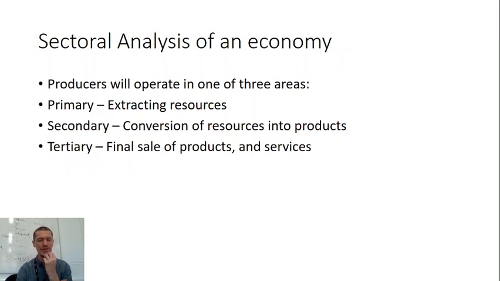IKEA works in the secondary sector because they have factories that take the trees, they grind it down into different shaped bits of wood, all that kind of stuff. Then they put all this wood into different shapes, they make the manual, they shove it into a box. Conversion of resources into products, those things that you get at IKEA, that flat pack furniture.